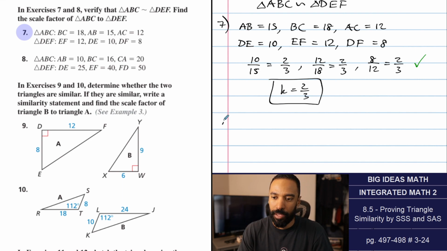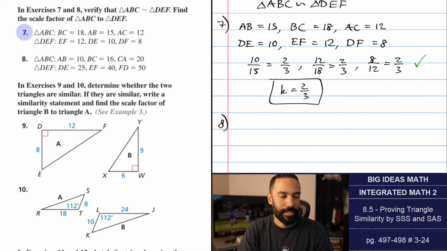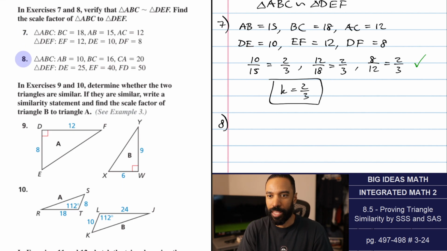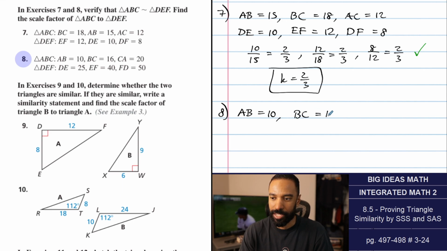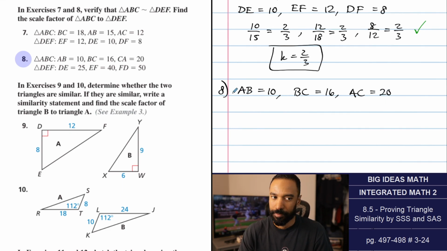There's number 7. Let's do number 8. They lined these ones up. They put CA and FD as the last set, but that's the same thing as AC and DF. So AB is 10, BC is 16, and AC is 20. Now DE is 25. Looks like an enlargement this time as we do the division. EF is 40. And DF.